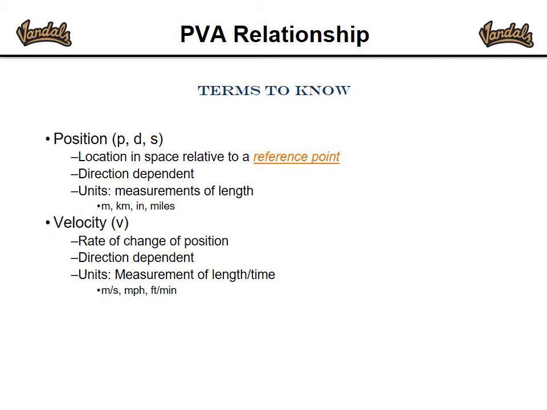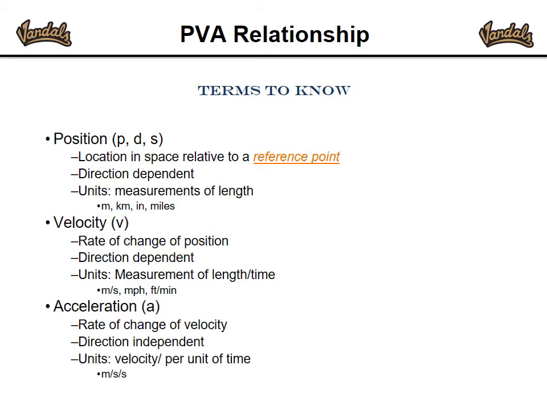Again, the measurement is some kind of length per time: meters per second, miles per hour, feet per minute, those types of concepts. And then we have the derivative of velocity, or the rate of change of velocity, which is acceleration, typically referenced by a lowercase a. And this is direction independent, meaning it doesn't go back up to the reference point, so it doesn't have any reference with this. It is more to do with the slope and rate of change of this guy, velocity. Okay, so that is what we're going to be dealing with there.